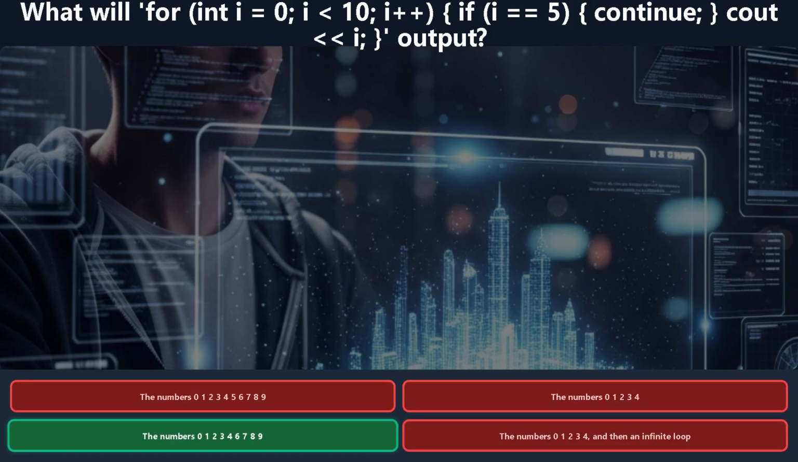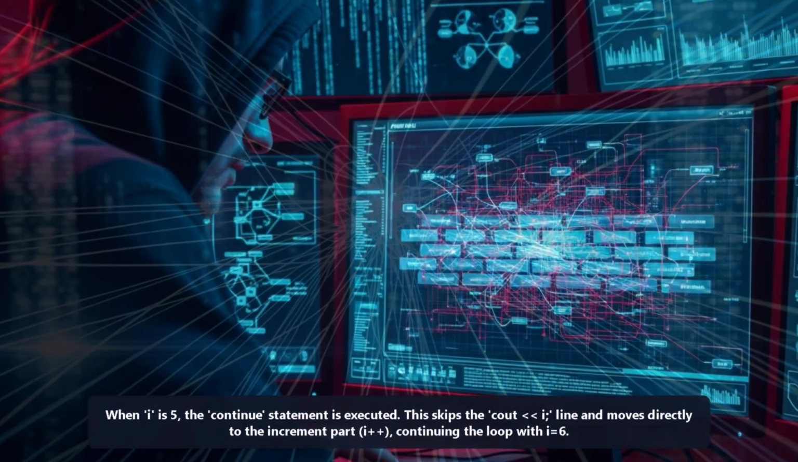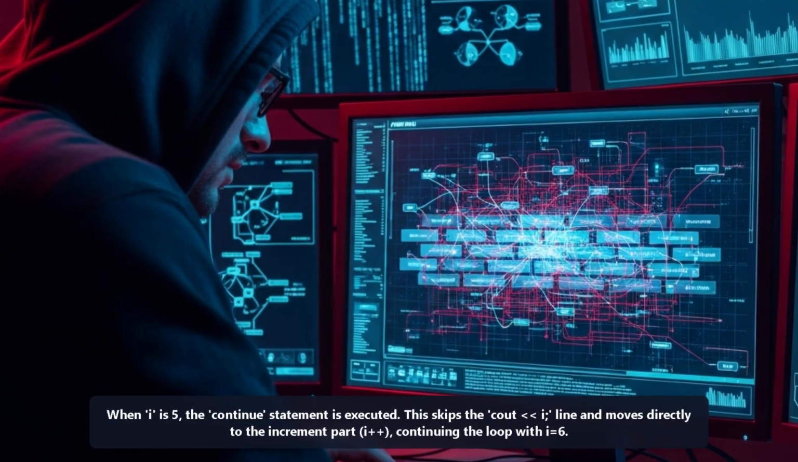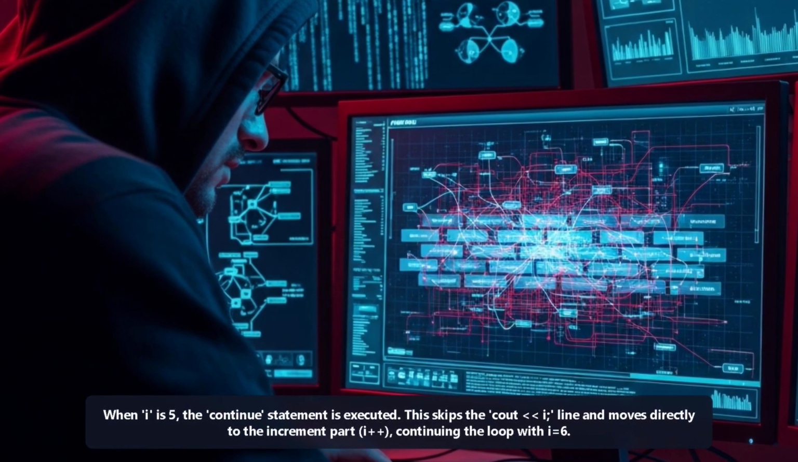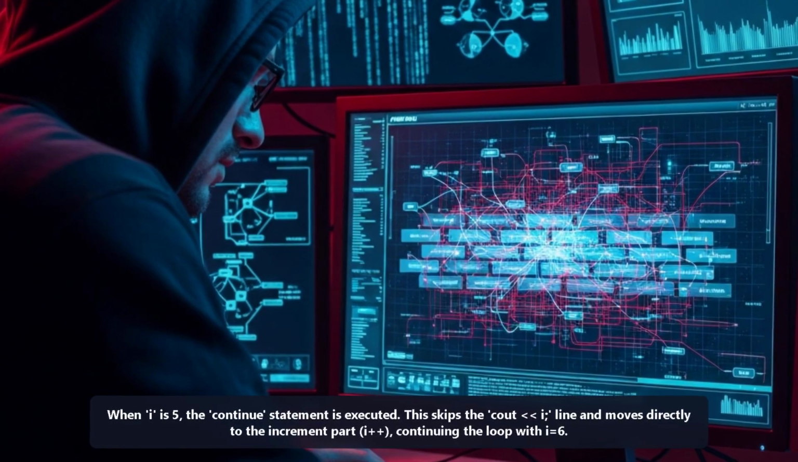The numbers 0, 1, 2, 3, 4, 6, 7, 8, 9. When i is 5, the continue statement is executed. This skips the cout << i line and moves directly to the increment part, i++, continuing the loop with i equals 6.